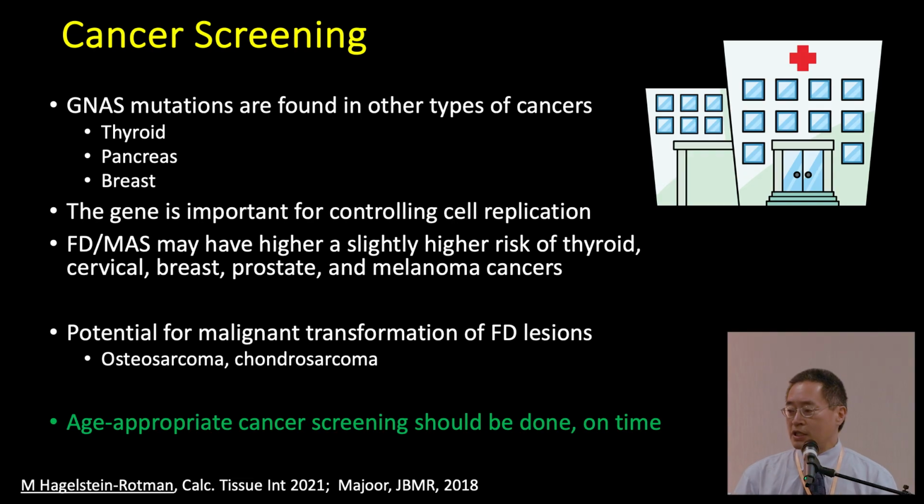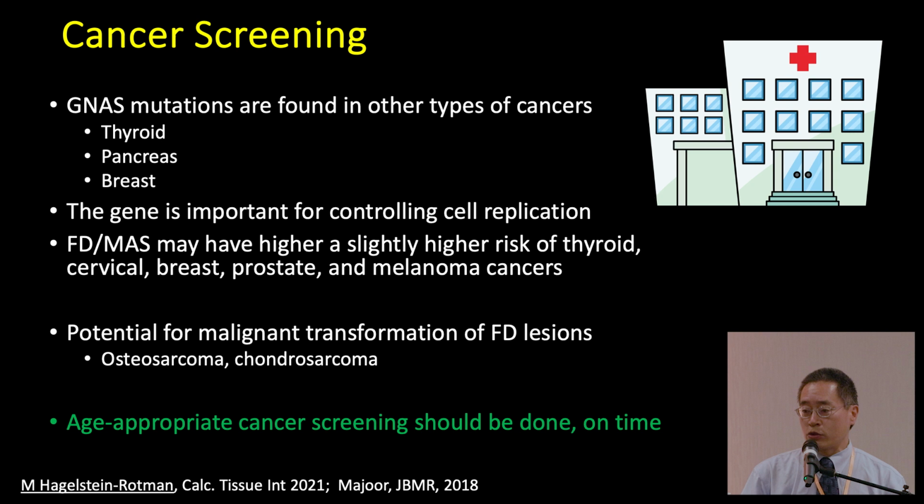The other aspect that is important to keep in mind is that we do recommend cancer screening for patients with fibrous dysplasia and McCune-Albright syndrome. GNAS mutations, the mutations that cause fibrous dysplasia and McCune-Albright's, are found in other types of cancers separate from FD/MAS. These include thyroid, pancreas, and breast.